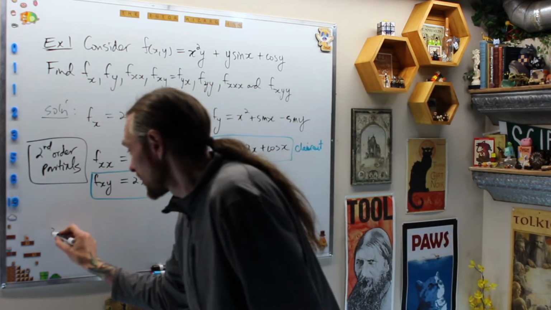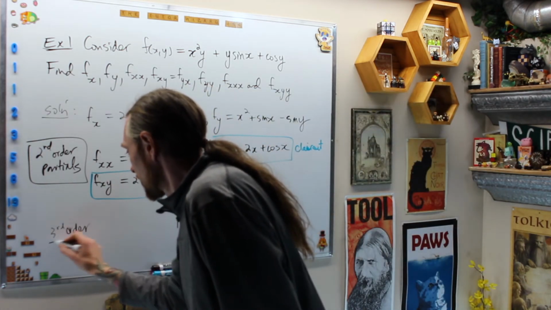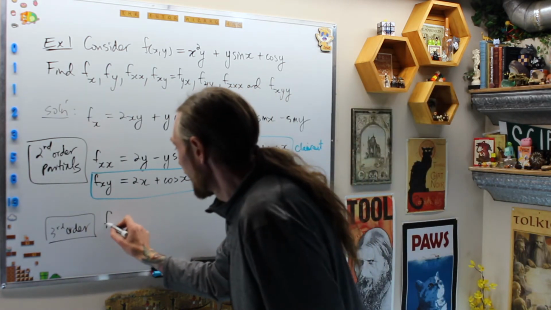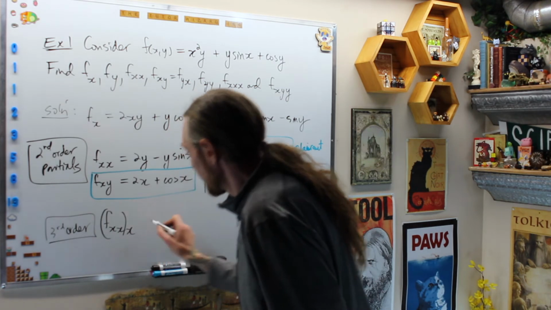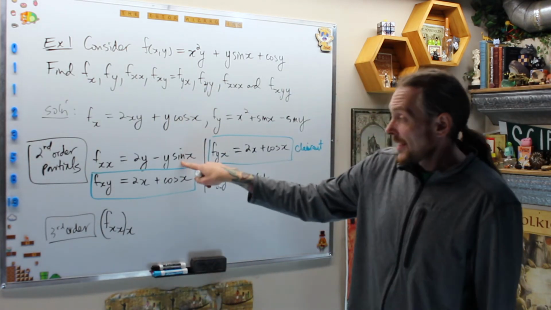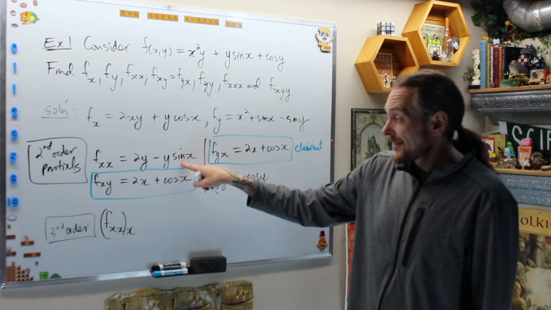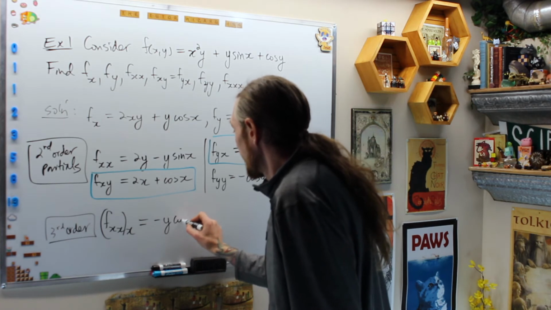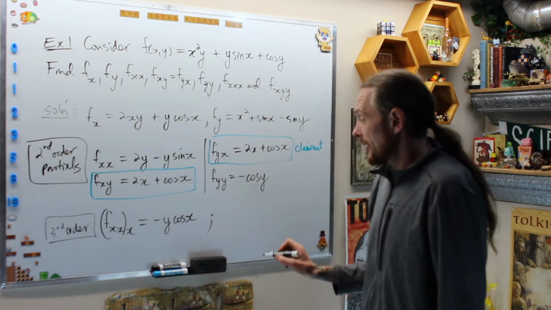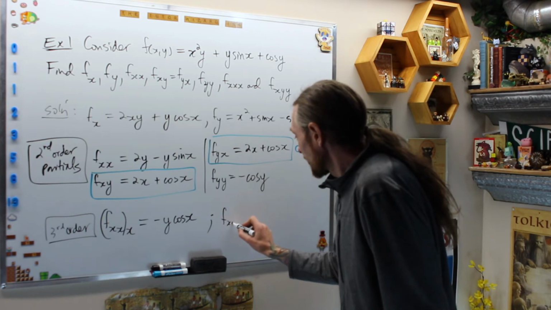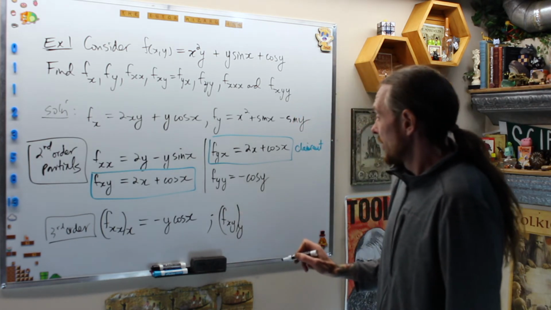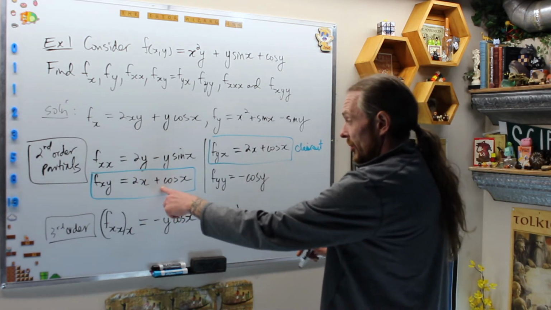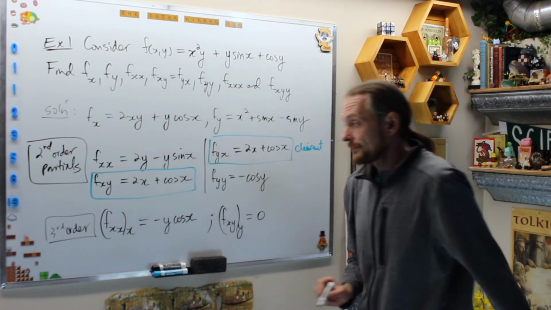Now the third order ones. What do we want? For the third order derivatives, it wants fxxx. So that's this guy taken with respect to x, and that's going to equal negative y cos x, and it also wanted fxyy, which is technically speaking this one, but either one will do. This one with respect to y, which is 0.